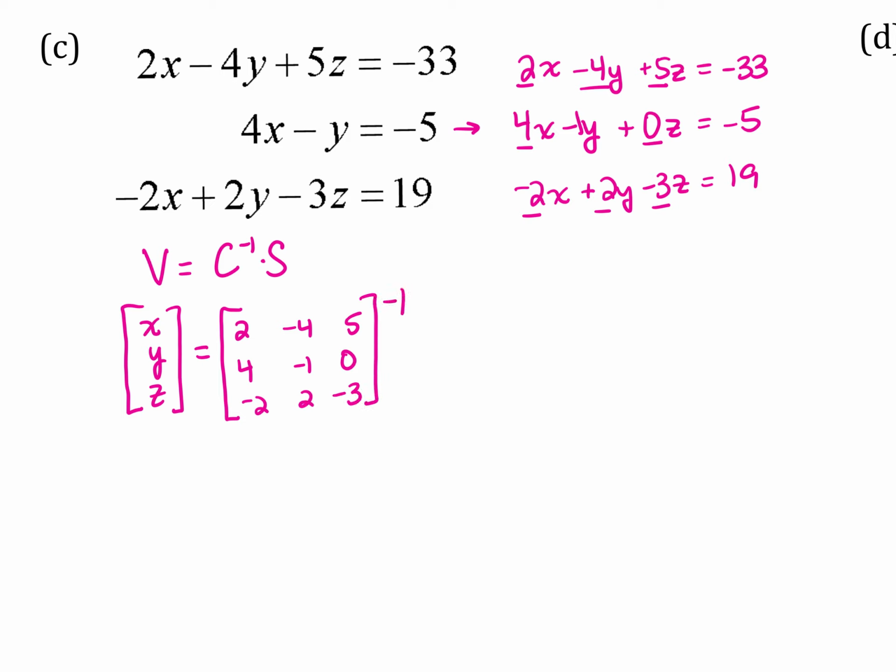I need to do the inverse of that times my 3 numbers on the right side of the equation. So negative 33, negative 5, and 19. Now all that's left to do is put that information into your graphing calculator or into the matrix calculators that we've looked at online and multiply them together. So I'm going to have you pause the video and try that here.